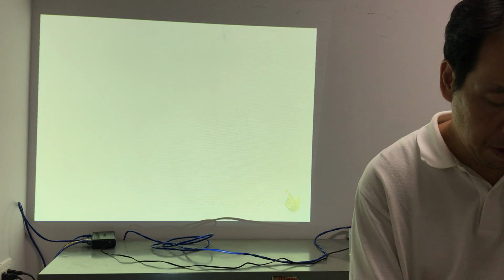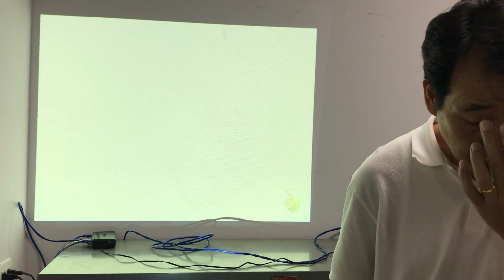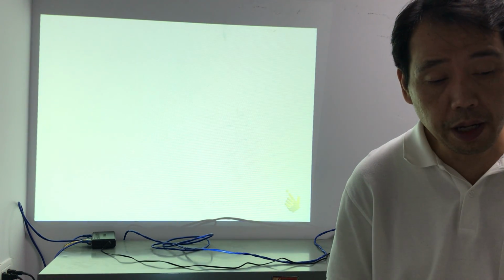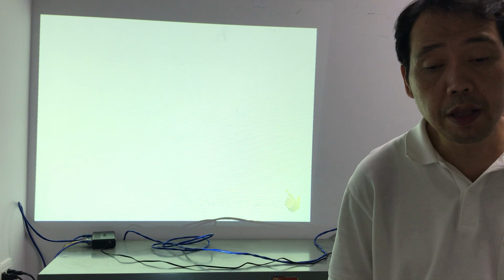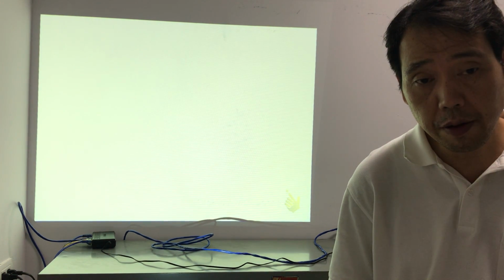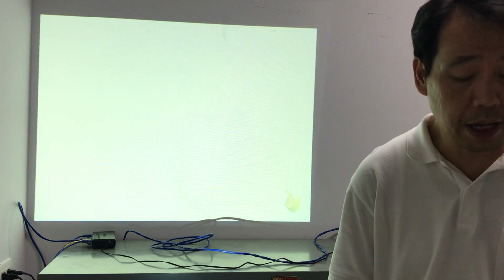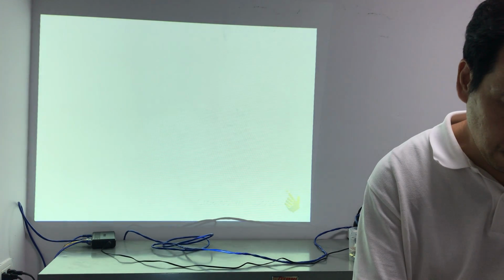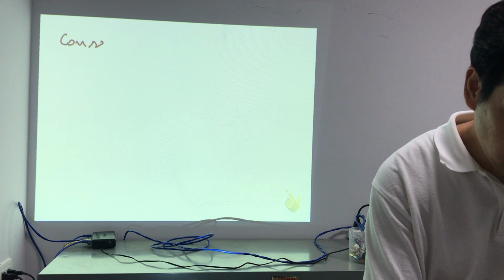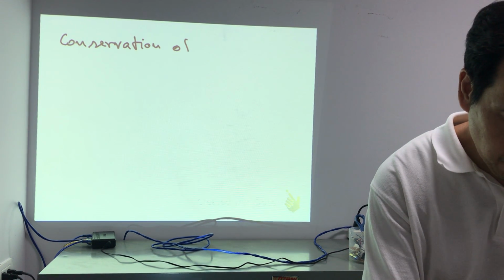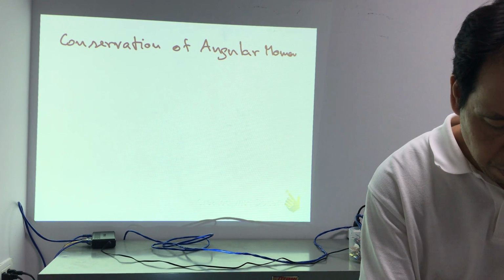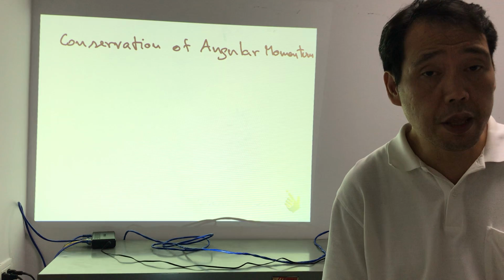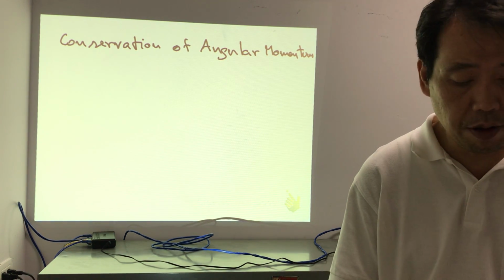Now we can go further. Similar to the case of linear momentum, if we have a system of particles, more than one particle, and the forces that act on each particle are internal forces, meaning forces between the components of the system and not coming from a third party, we will have what is called the conservation of angular momentum. I will not prove this, but I will use the result of this principle.